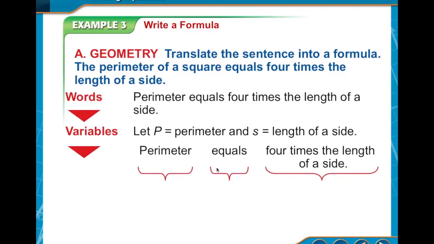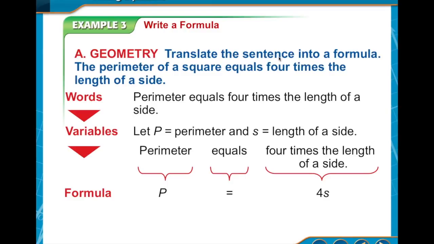They tell us the perimeter equals 4 times the length of a side. In other words, P equals 4 times S, the length of the side. P equals 4S. So we translated the sentence into a formula, and that is all they asked us to do. So notice there are not any numbers involved in this problem other than the 4 times S. We don't have to do any computations. We just need to translate our information from words into an equation with our variables. That's all we have to do here.